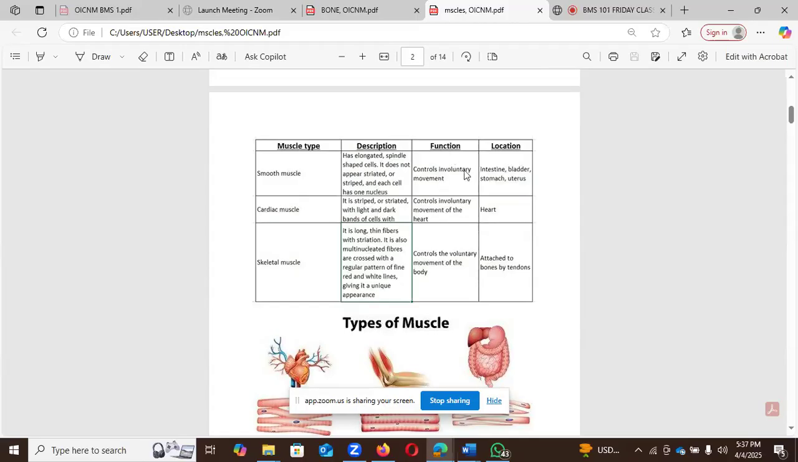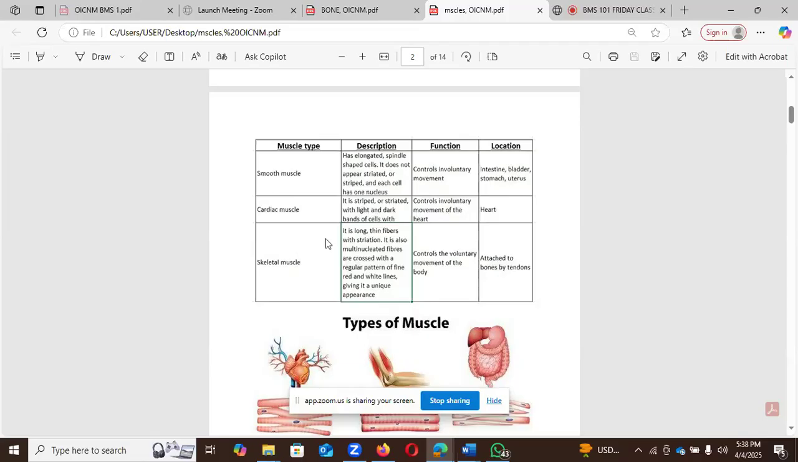Cardiac muscle is involuntary muscle, and it has lines with dark and light bands. Light and dark bands. It is involuntary muscle. It is located only in the heart.